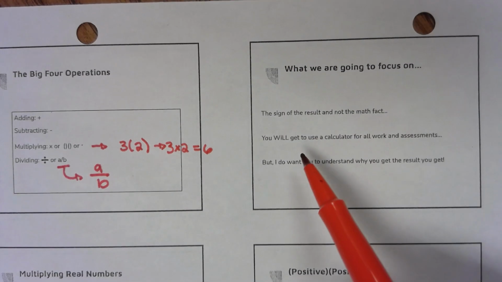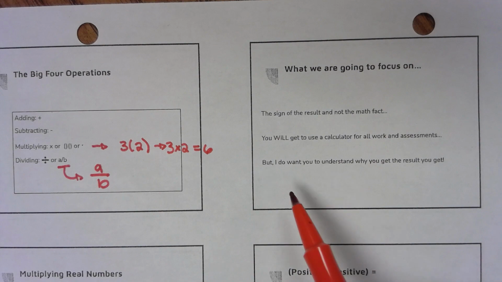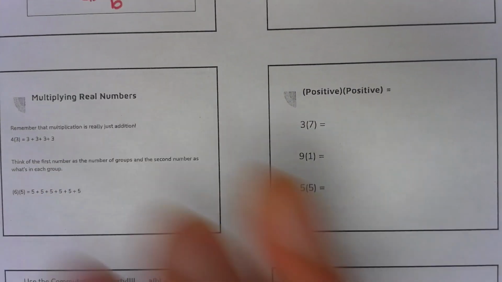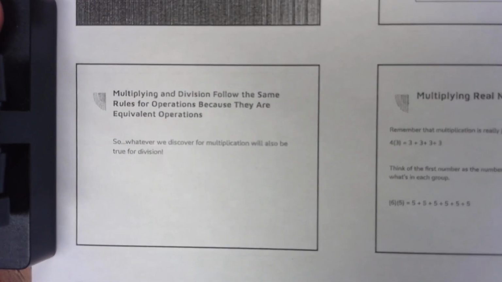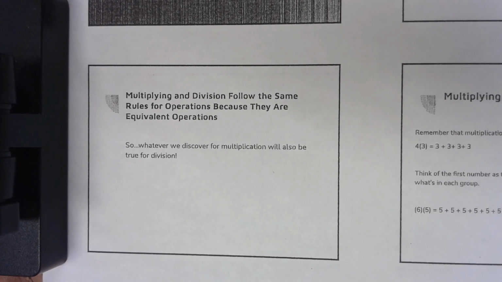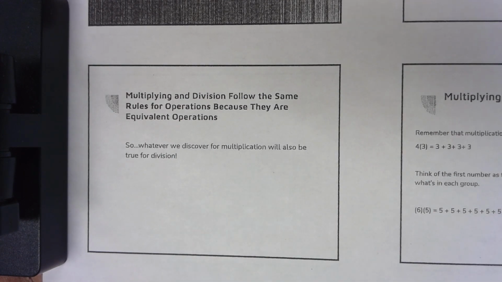And furthermore, we should always be thinking about, when I do this multiplication, addition, subtraction, whatever it might be, is the result positive or negative? Okay, so we always want to understand why we get the result, and have an idea as to what the result should be. Just a reminder that multiplication and division follow the same rules for signs because they are inverse operations, right? Multiplying undoes division, division undoes multiplication. So whatever we discover for multiplication will also be true for division.